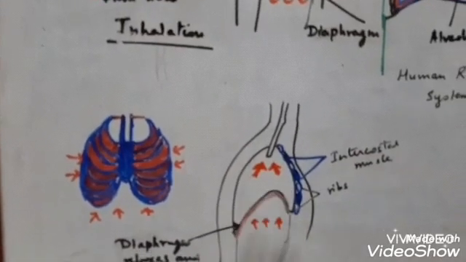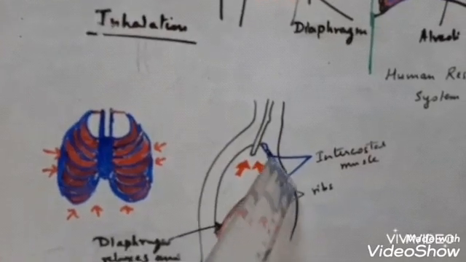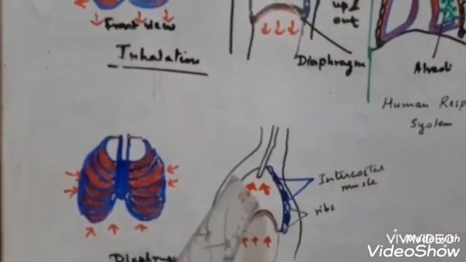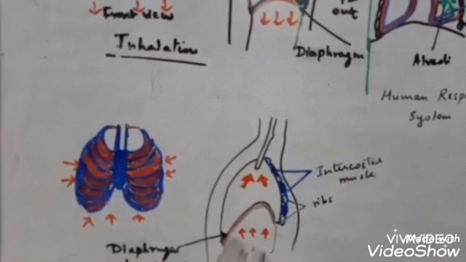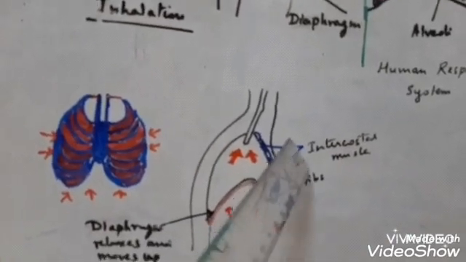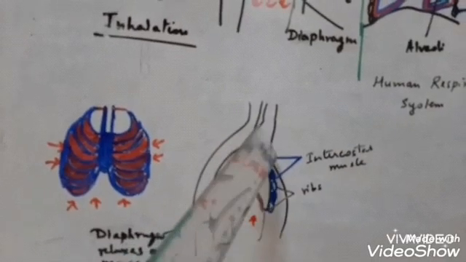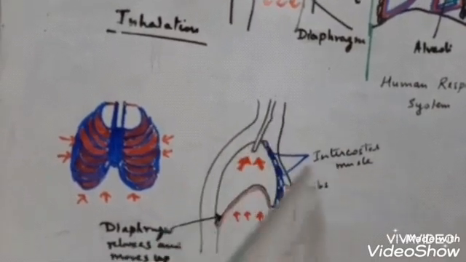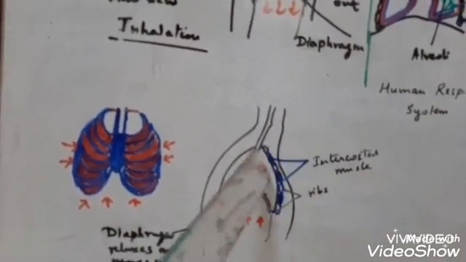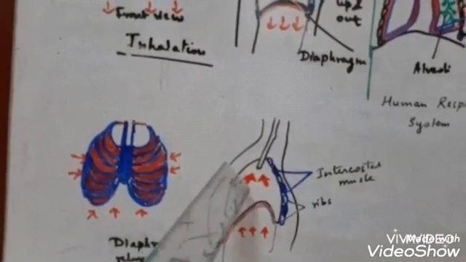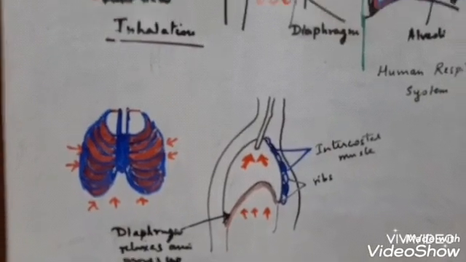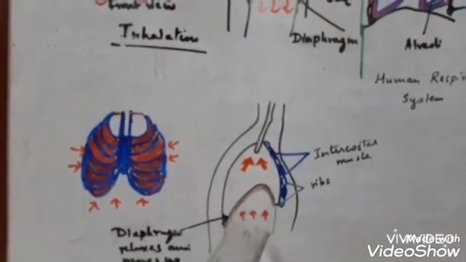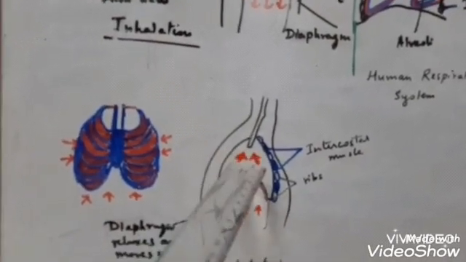It moves up. The intercostal muscle relaxes, pushes back, inward and downward. When the intercostal muscle relaxes, the rib also moves inward and downward. And the diaphragm also moves up.